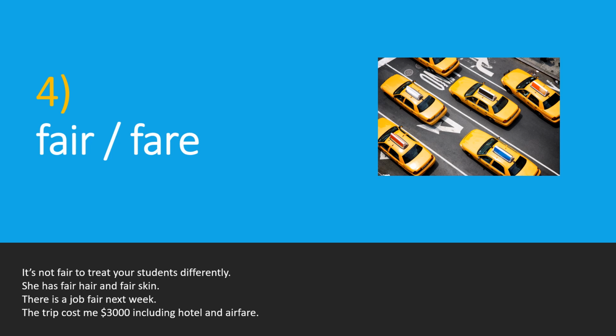Also, fair is for hair and skin. If people have very, very light hair, light skin, we say he or she has fair hair and fair skin. And third, we also use fair, meaning exhibition. So we have a book fair, a job fair. The second, fare, means money for transportation, the fee, the price for transportation. If you travel by taxi, you pay taxi fare. By bus, bus fare. Train fare, and by plane, we don't say plane fare, we say airfare.